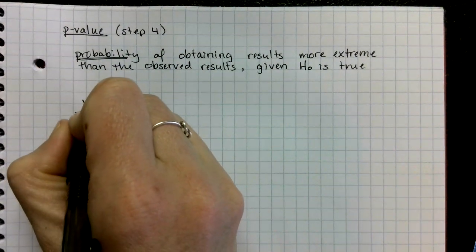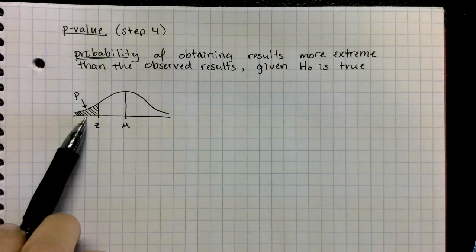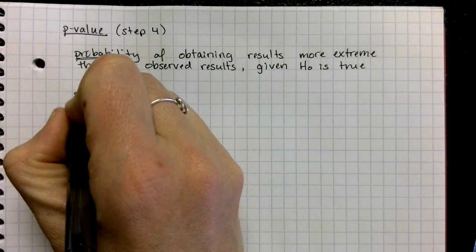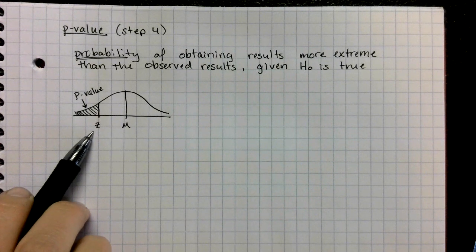So your p-value is this area. When we talked about the standard normal distribution and the central limit theorem, we talked about the fact that a probability is an area under the curve. So we're looking for this area. That's your p-value. Your p-value is this area that corresponds to your observed results. So your p-value tells what is the probability of getting a result like mine or one even more extreme.